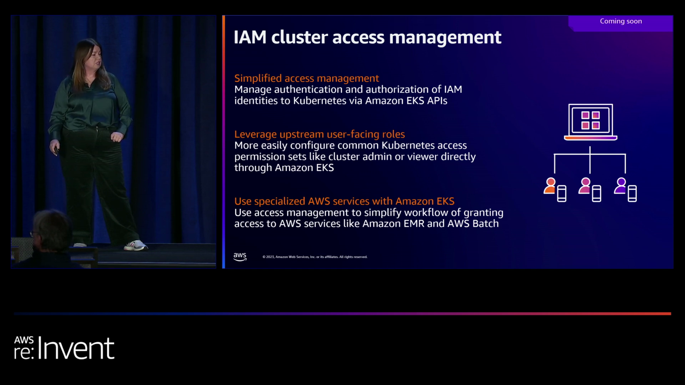Other AWS services integrated with EKS, like Amazon Elastic MapReduce, can also use Cluster Access Management controls to obtain the permissions they need to run applications on EKS clusters without the need for cluster admins to perform multiple prerequisite configuration steps.